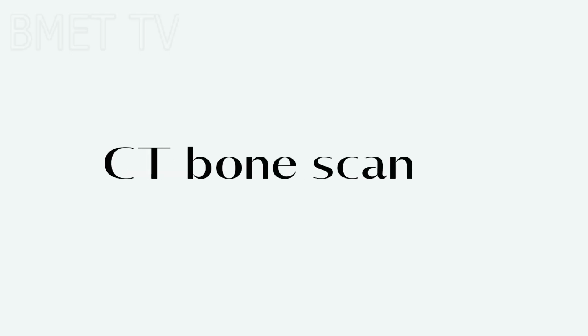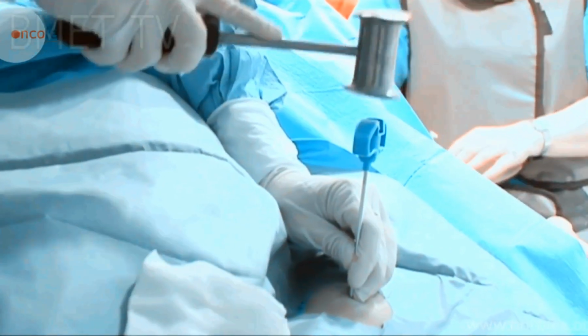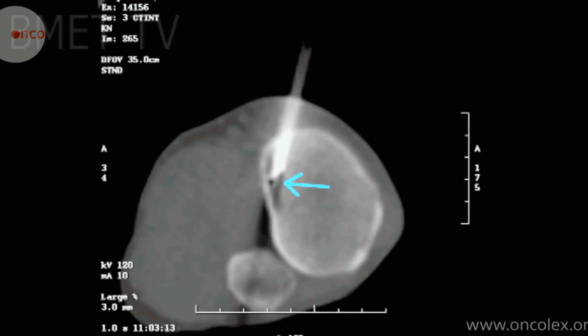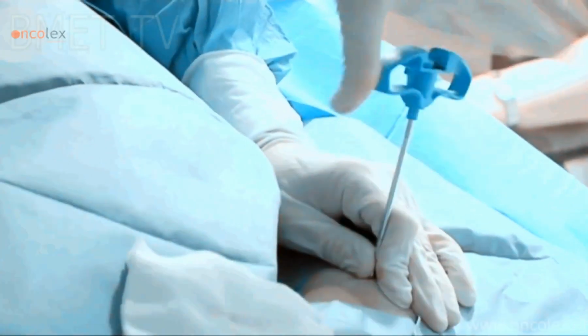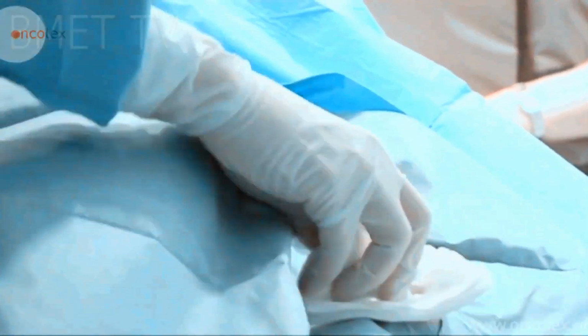CT bone scan. While an X-ray can detect a fracture or other problem with the bones, healthcare professionals also sometimes use a CT scan of the bones. Since a CT scan can give more information to a doctor, they might order one if the results of a traditional X-ray are inconclusive. A CT bone scan will also provide a clearer picture of the soft tissues near the bones, such as the tendons and muscles. A CT bone scan might also help diagnose cancer in the bones.